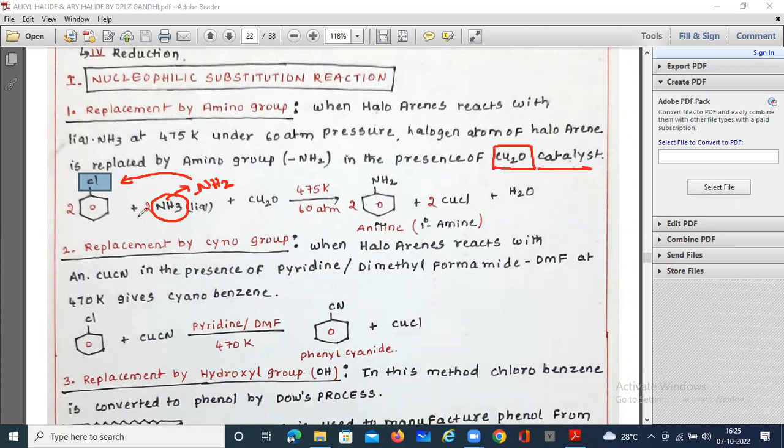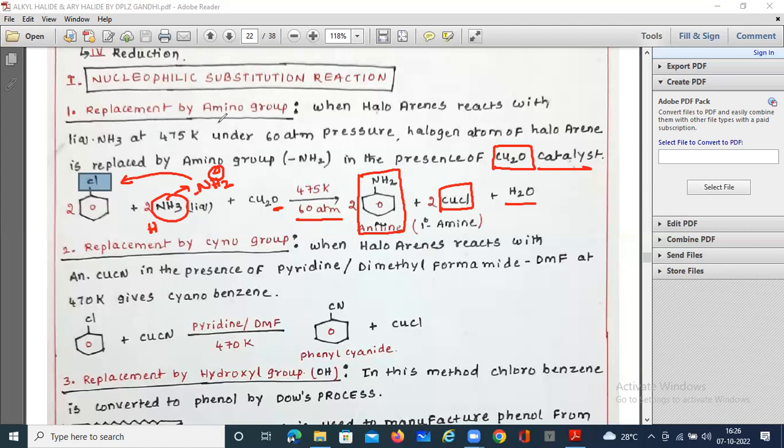Here in liquid ammonia, NH2 acts as a nucleophile, whereas the remaining hydrogen reacts with the oxygen atom of the cuprous oxide. The chlorine reacts with copper and exists as CuCl, and the remaining water molecules can exist under 60 atmospheric pressure. So then we get aniline.